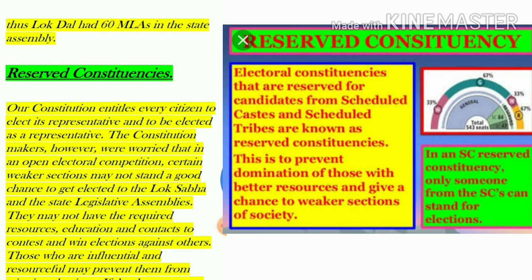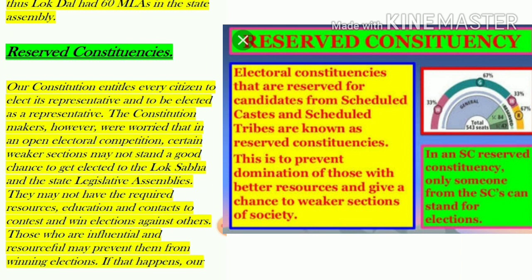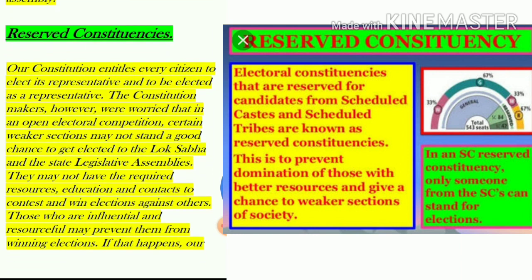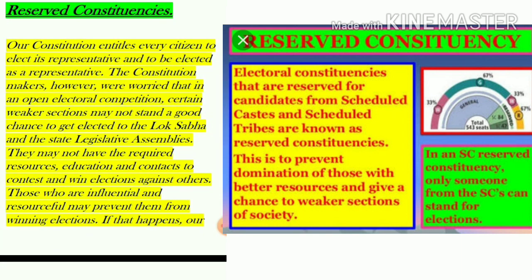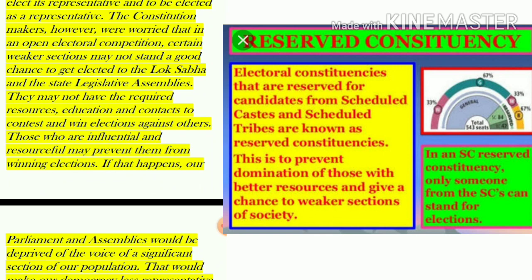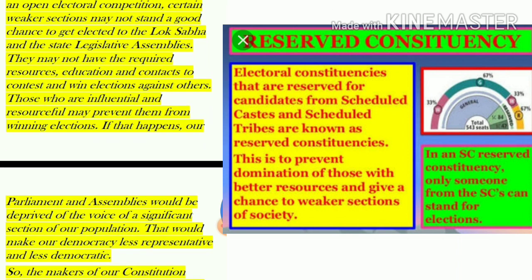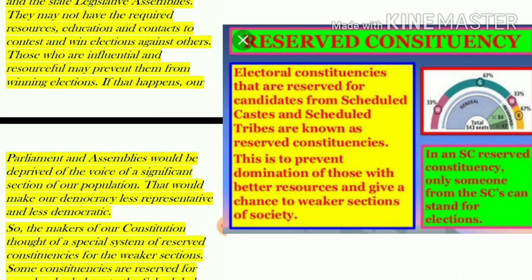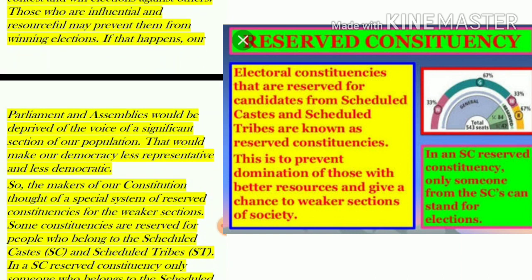Those who are influential and resourceful may prevent them from winning elections. If that happens, our parliament and assemblies would be deprived of the voice of a significant section of our population. That would make our democracy less representative and less democratic. So, the makers of our constitution thought of a special system of reserved constituencies for the weaker sections.